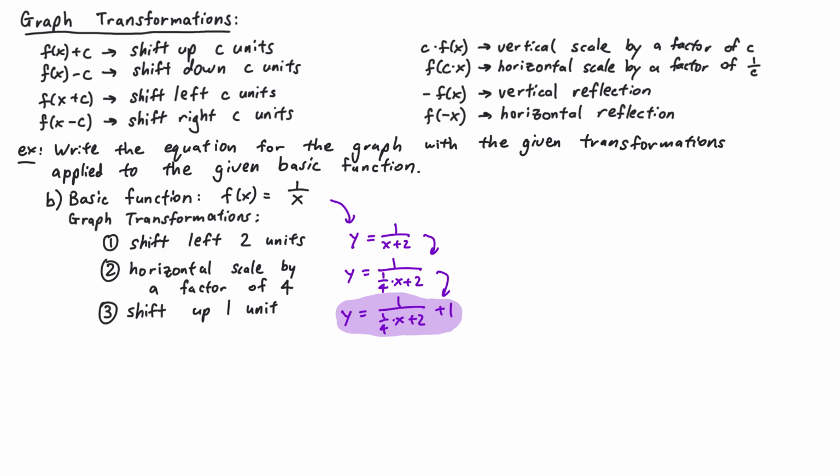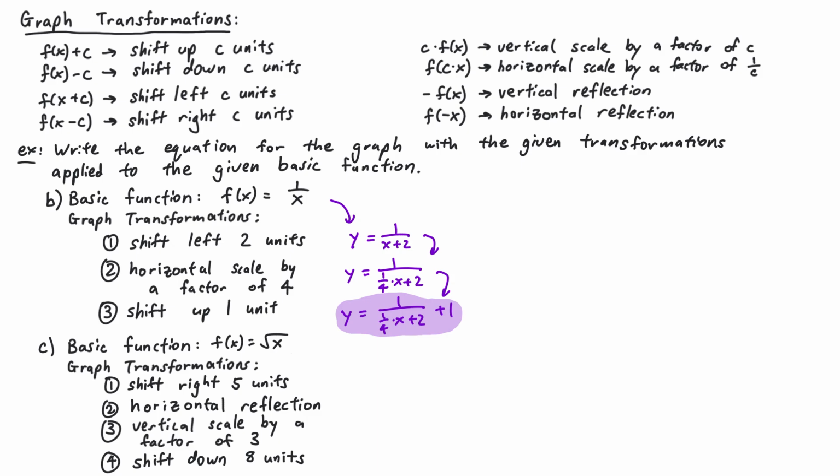Let's take a look at one last example. In example C here, we're working with the basic function f of x equals square root of x. And the transformations that we want to apply are, first, shift to the right 5 units, then do a horizontal reflection, then we want to do a vertical scale by a factor of 3, and then lastly, shift down 8 units. Let's apply these transformations one at a time to see how our formula changes at each step.